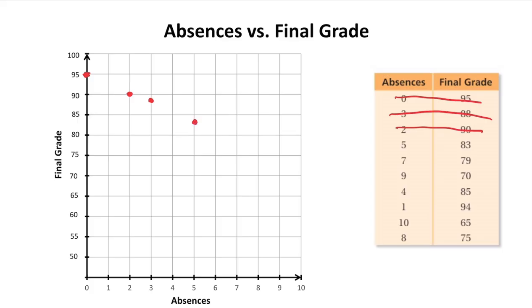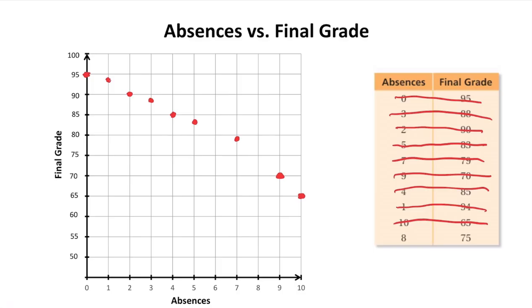583, probably about there. So you have to know how to plot your points. 779, looking at right up close to there. 970, 485 would be here. 194, right up here. 1065 and 875.